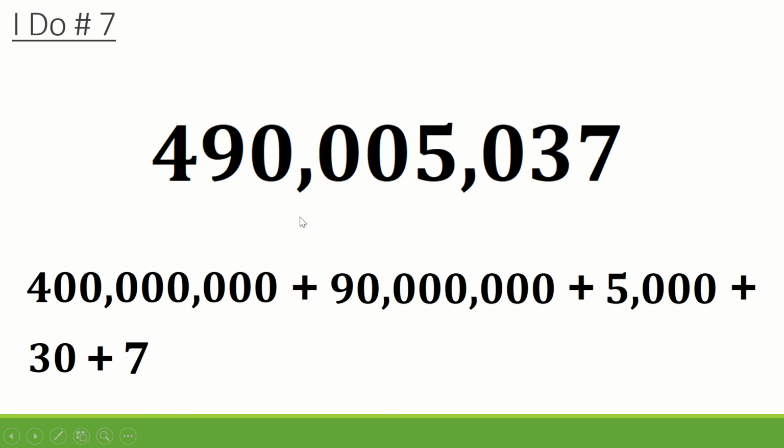So here we have 490,005,037 written as 400 million plus 90 million plus 5,000 plus 30 plus 7.